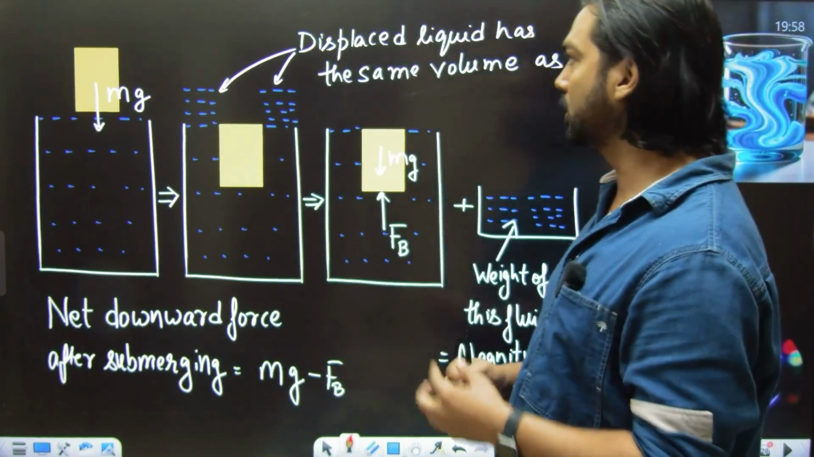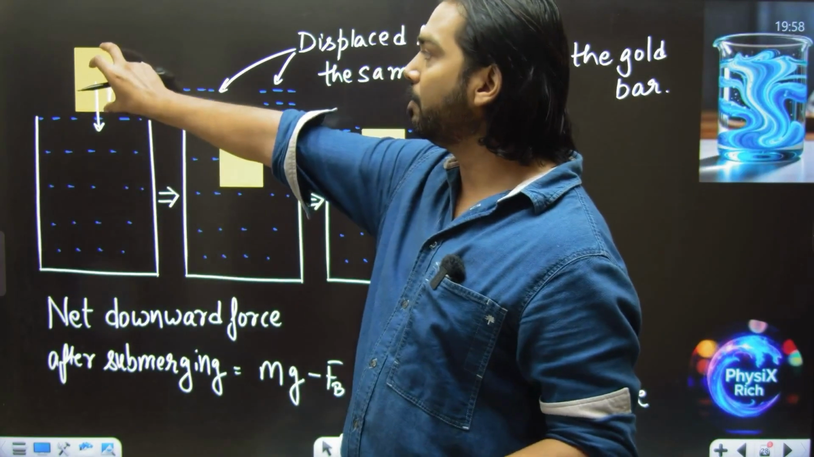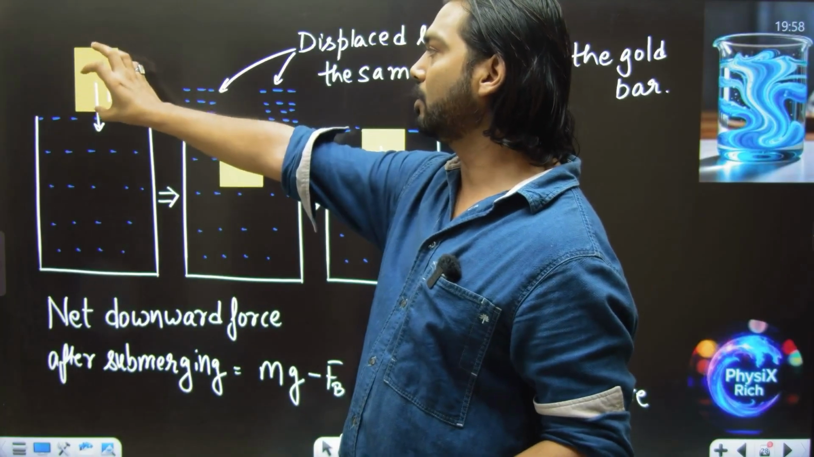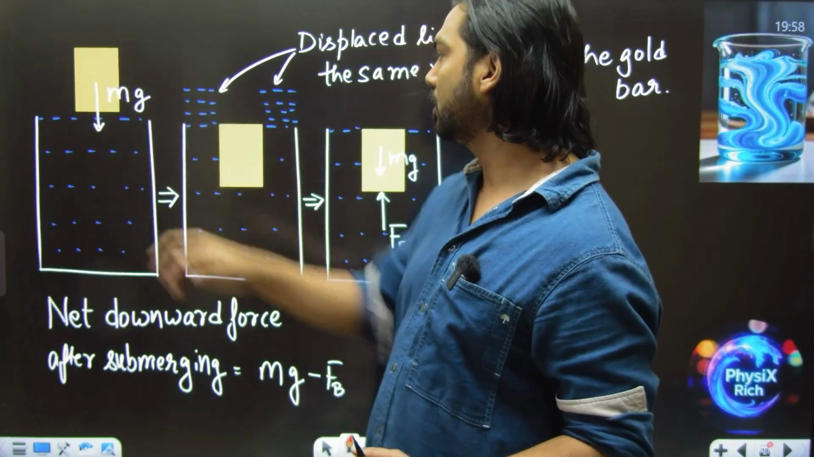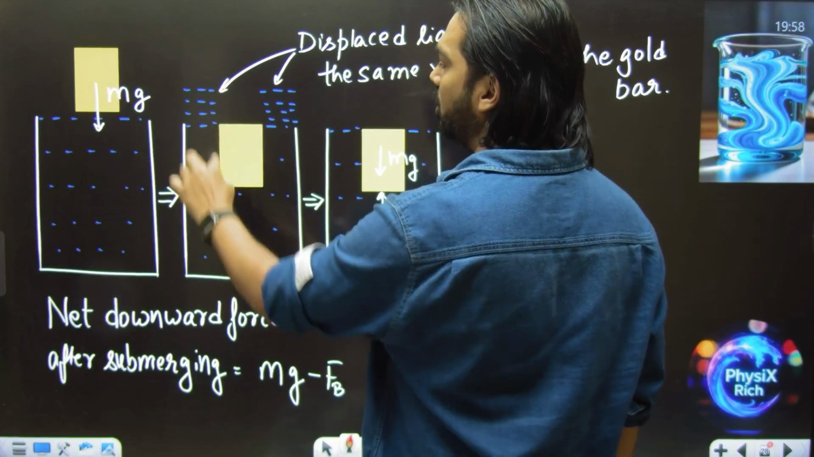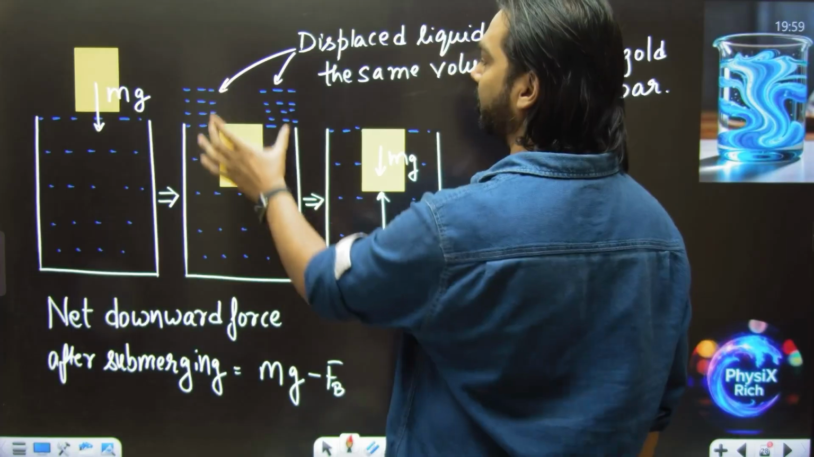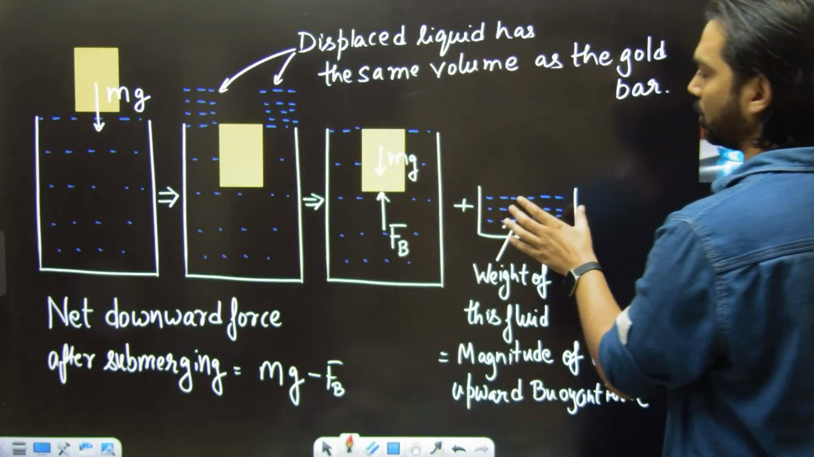So you see that there is this vessel, and there is a golden bar on top of it. What is the force acting on this golden bar? This is mg, only the weight acts. And as this falls down, what happens is that it makes space for itself. And in order to make space for itself, it has to push this fluid out. This amount of fluid is pushed out. Now, this amount of fluid that is pushed out, we have collected it over here.